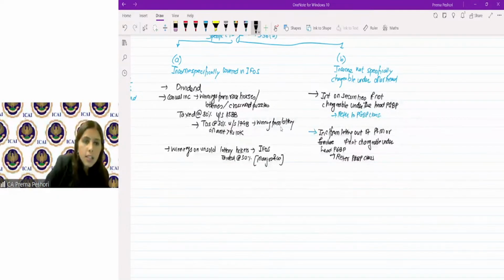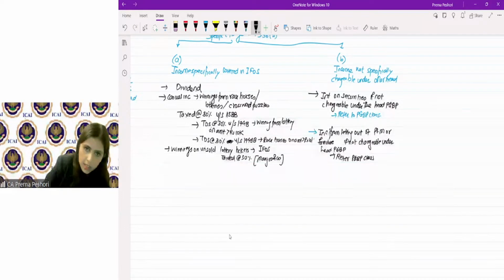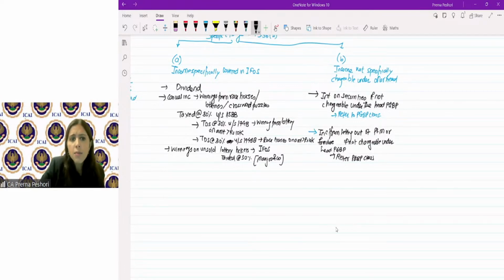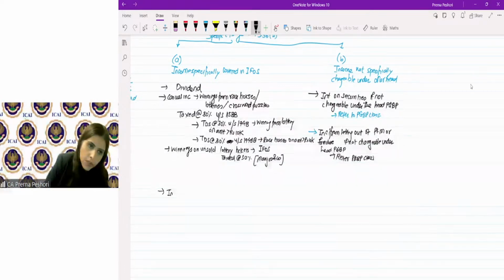Fine. And TDS at the rate of 30% under section 194BB for race horses, again on amount greater than rupees 10k. This is also for the TDS provision. Fine. Then I was coming to the interest on enhanced compensation.